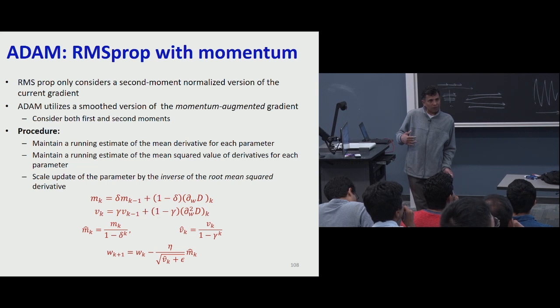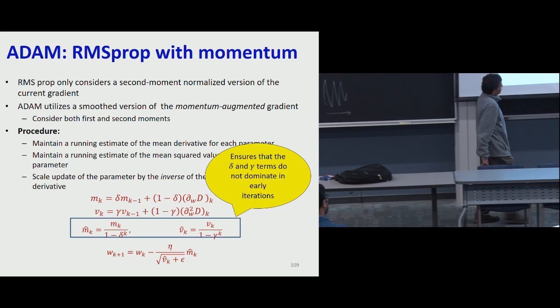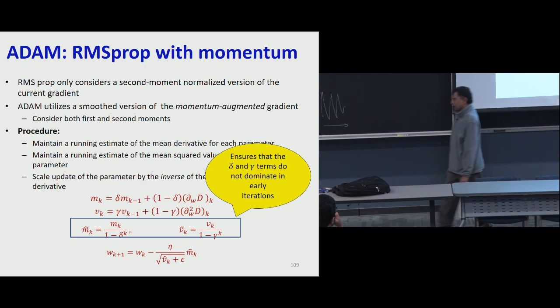This is Adam. Now, Adam has an extra term over here. It turns out that if you just naively implement Adam, you get some crazy behavior. So you have this extra term. I'll leave you to figure out why this works, which makes sure that in the early iterations, things work properly. Because I'm kind of running out of time.